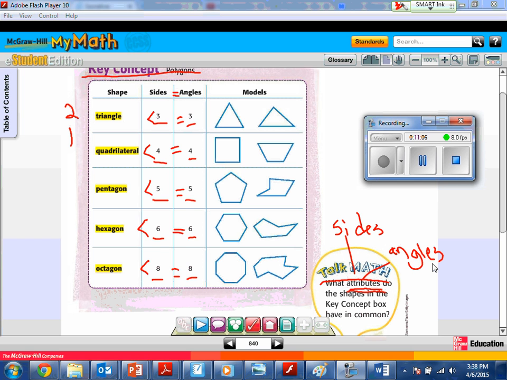Also, what number are all of these numbers greater than? Let's go back to our sides. If you said 2 and 1, you'd be correct. 3 is greater than 2. 4 is greater than 2. 5, 6, and 8 are all greater than 2 because you cannot have a polygon with only 2 angles. Let's look at what happens if you have a polygon with only 2 angles. Here's one angle. There's my second angle. Uh-oh. It's opened up, because it won't be closed if you only have 2 angles.